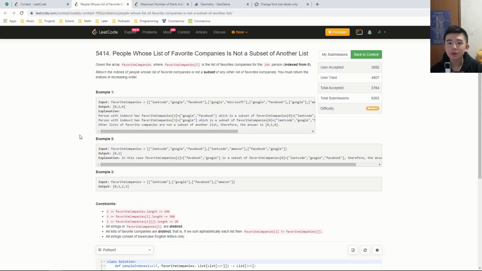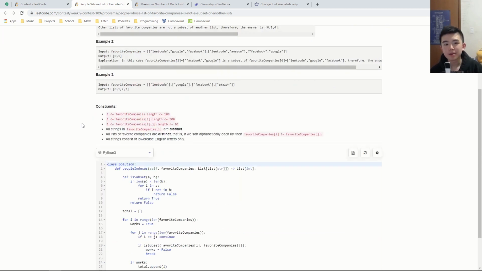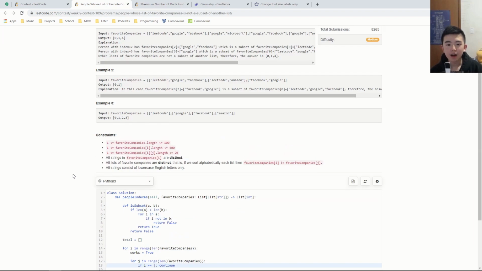Problem 3. People whose list of favorite companies is not a subset of another list. Basically everything is in the name in this one. We are given a list of favorite companies, where favorite companies I is the list of favorite companies for the ith person, indexed from 0. Return the indices of people whose list of favorite companies is not a subset of any other list of favorite companies. You must return the indices in increasing order.